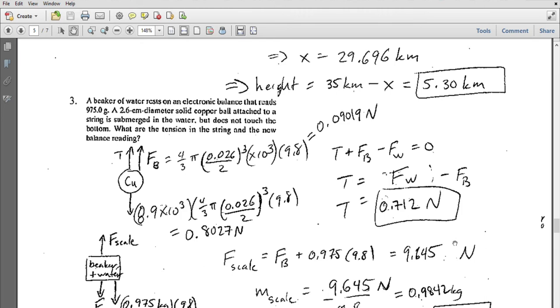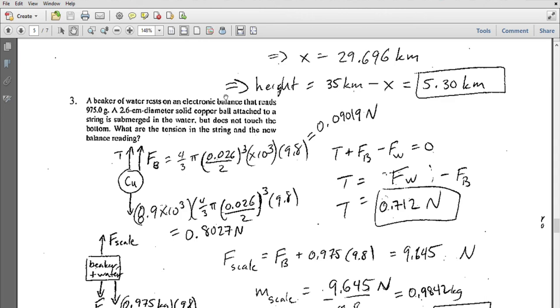3. A beaker of water rests on an electronic balance that reads 975 grams. A 2.6 centimeter diameter solid copper ball attached to a string is submerged in the water. Okay, so it sounds like the water by itself, including the beaker that it's in, has a mass of 975 grams. I just write that as 0.975 kilograms. After that, a 2.6 centimeter diameter solid copper ball attached to a string is submerged in the water.